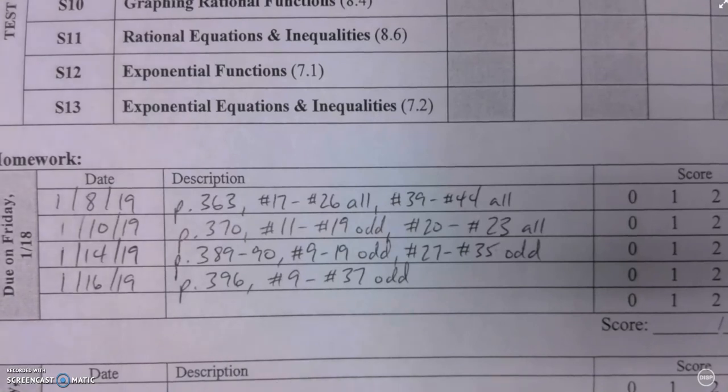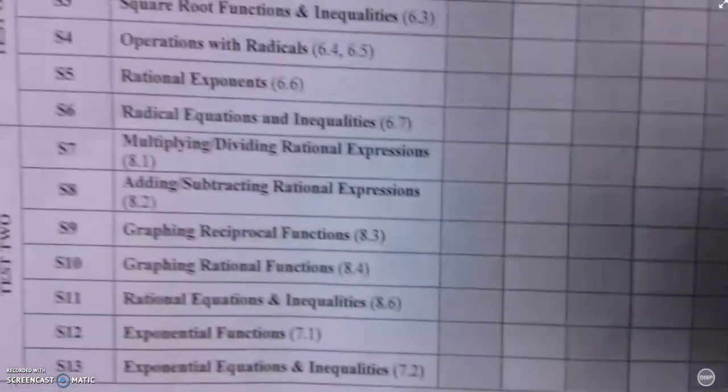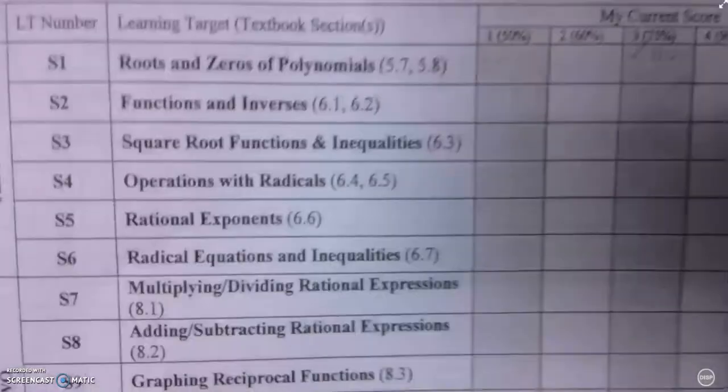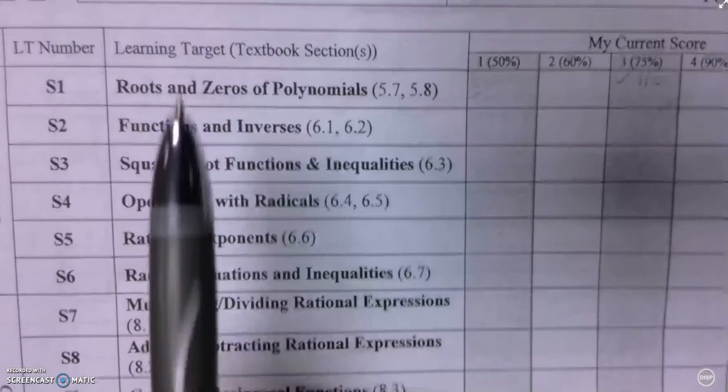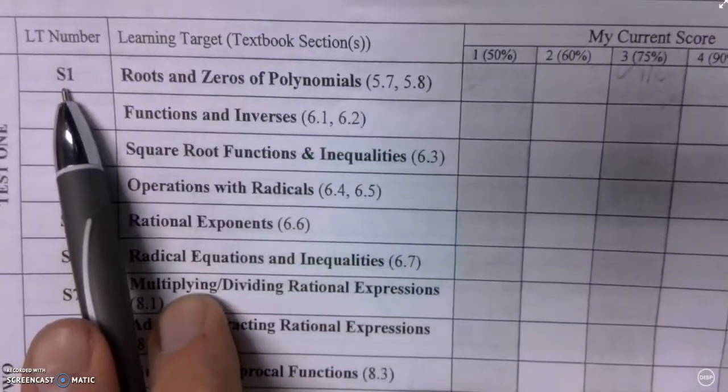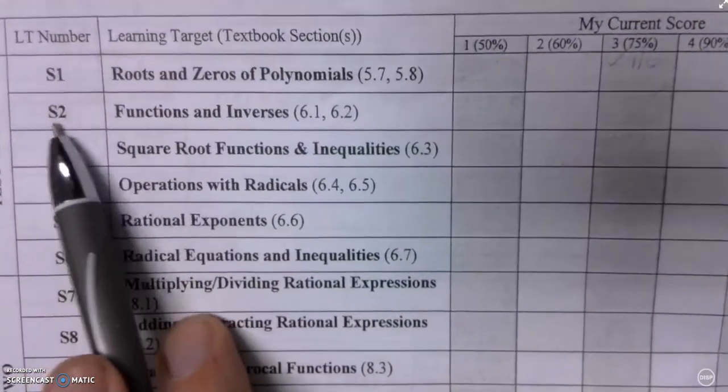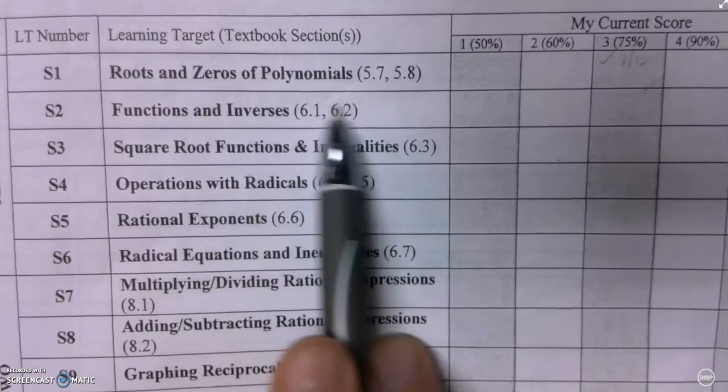Okay. You also need to know this: at about 2:10 today, you're going to get a chance to take a mastery assessment. And what's on the assessment? You're going to get your second chance to work on the roots and zeros of polynomials, S1, and then you'll get to work on S2, the learning target from this week's work.